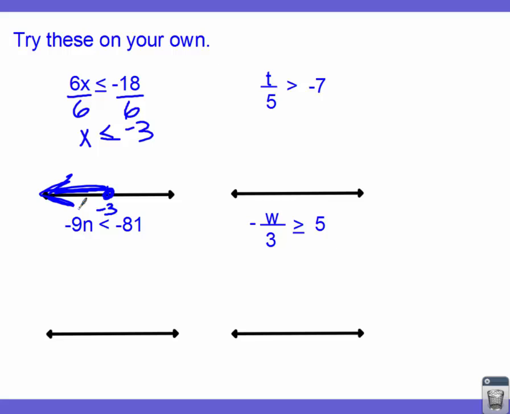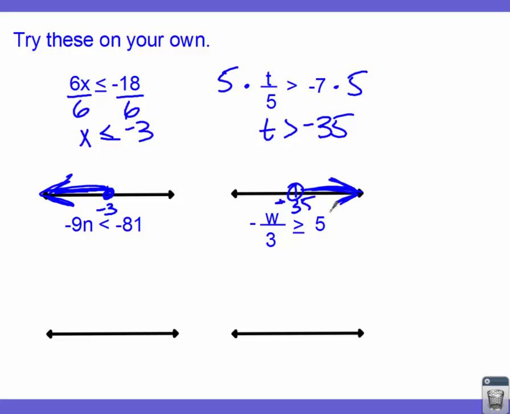This one we have a divide by +5, so I do a multiply by 5. Again, this number is positive, so I don't do anything to the inequality. It slides right on by. So t is greater than -35. So I need a line here with -35. And then we put an open circle on -35 and we shade to the right.